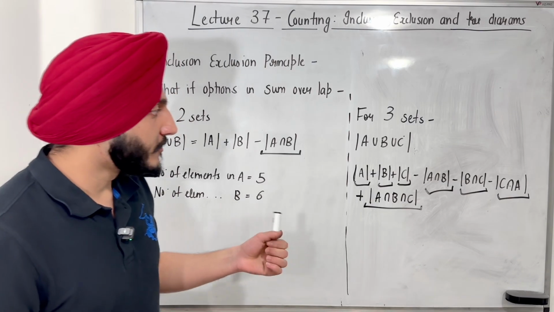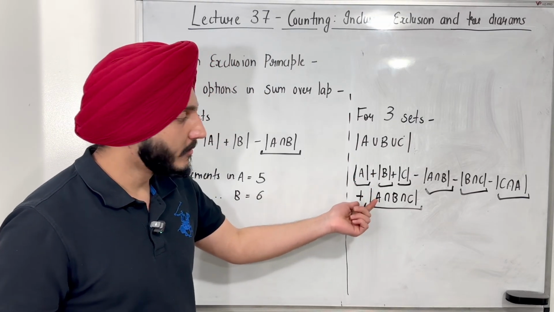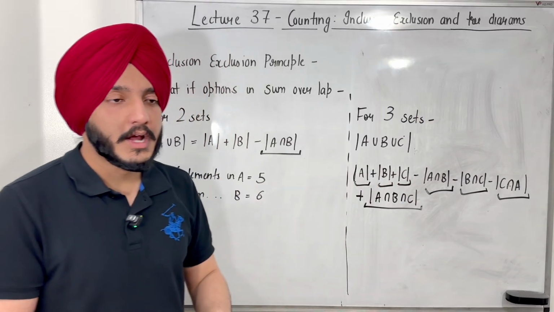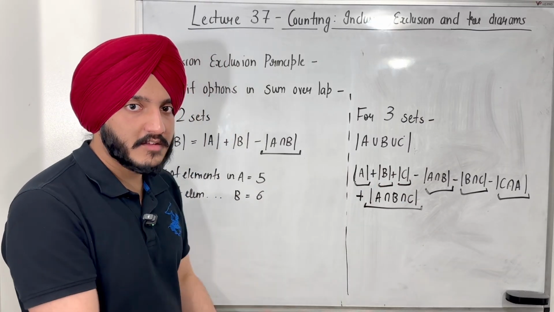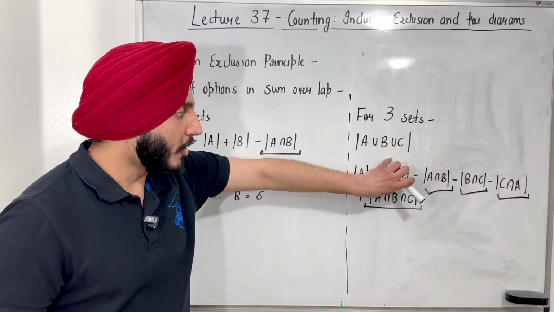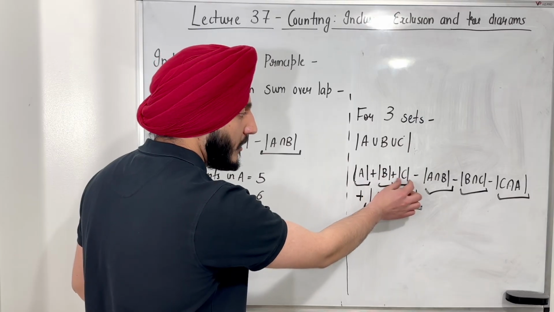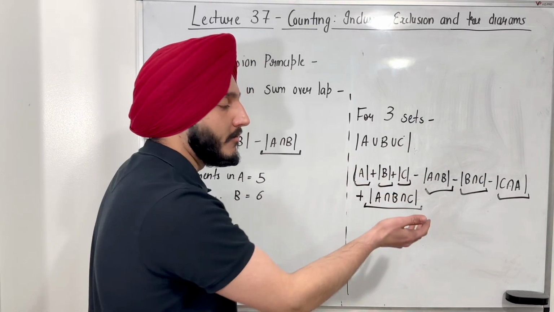So think about this. First thing I did is I count all the elements that are in set A plus set B plus set C. So now I know that something is in set A, set B, set C. I've added all those together, right? But that could be wrong because maybe some elements could be in A and B both. Maybe it could be B and C, or maybe they could be in all 3 of them, right?